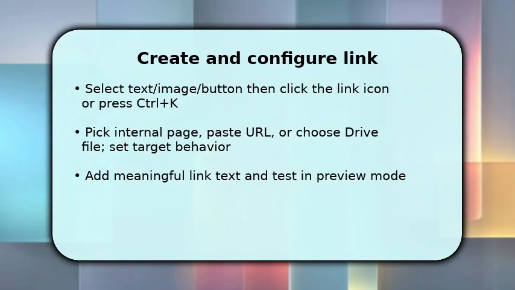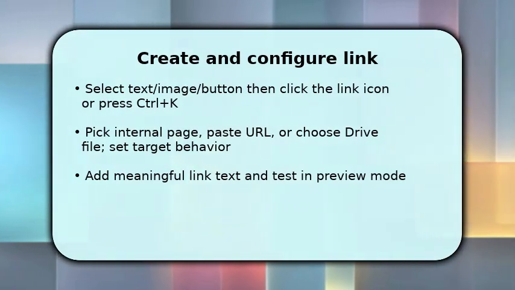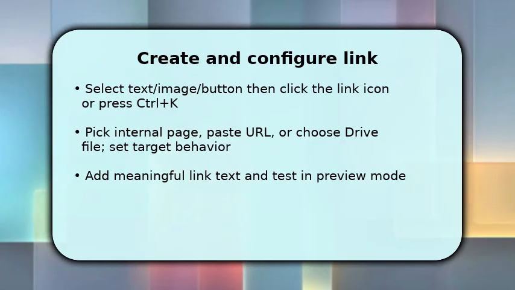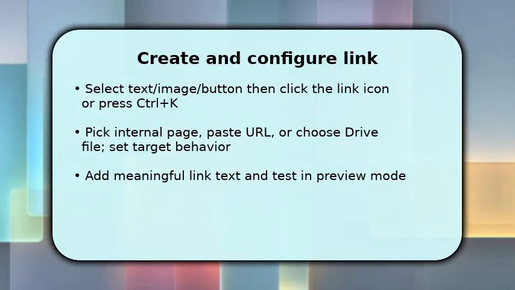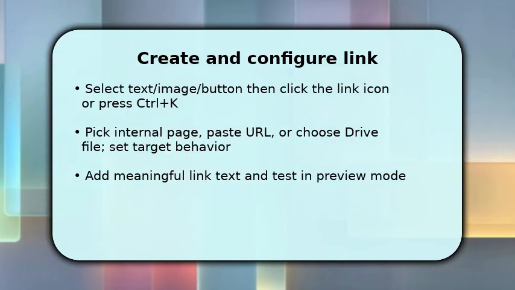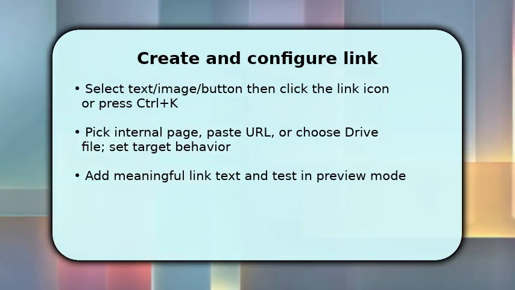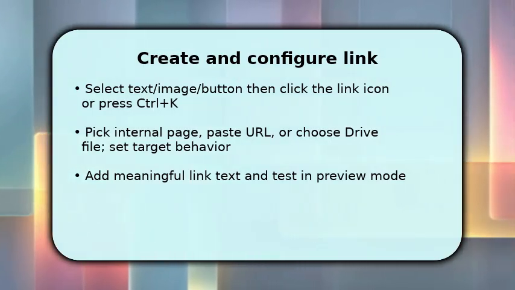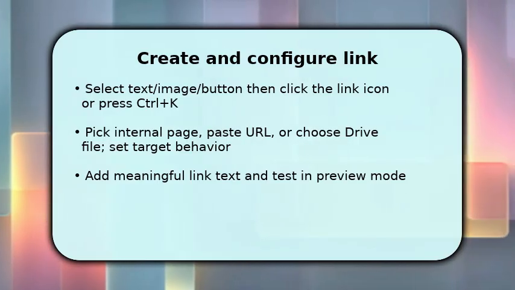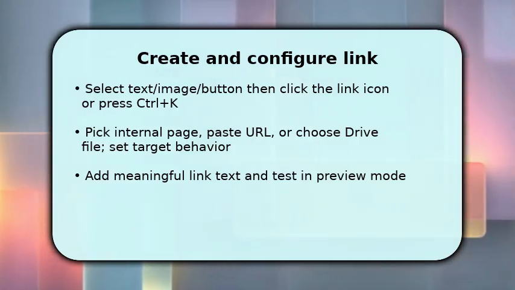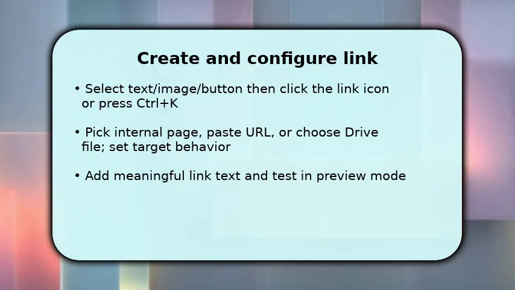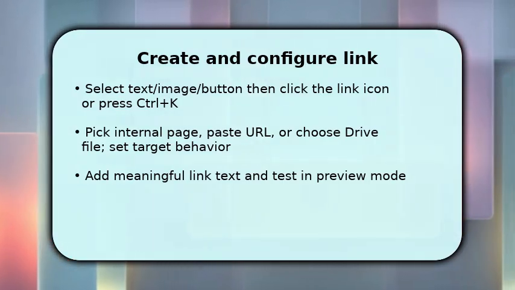Now you'll create the link. Select the text, image, or button and click the link icon or press Ctrl+K. If linking internally, pick the site page or a section anchor. For external resources, paste the full URL including HTTPS. For Drive files, use the Drive picker and confirm sharing permissions. Choose whether the link opens in the same tab or a new tab to control user flow.